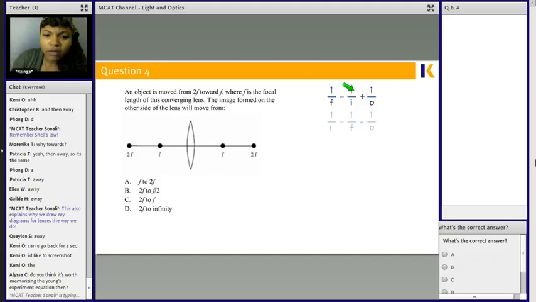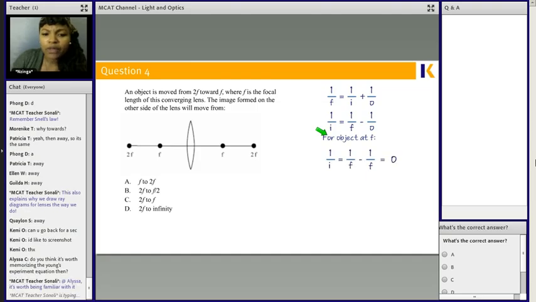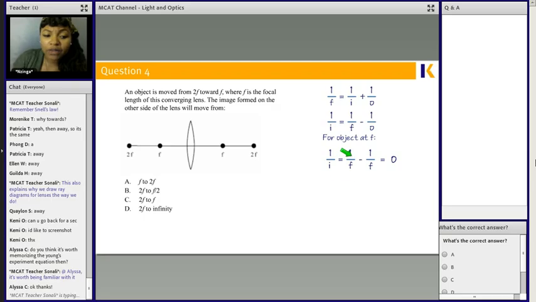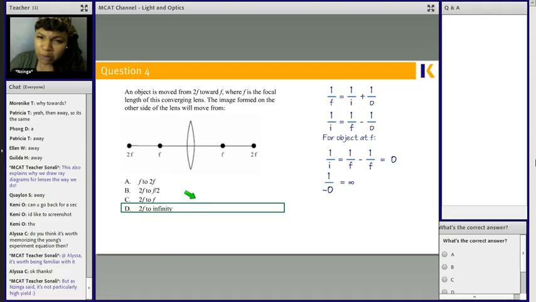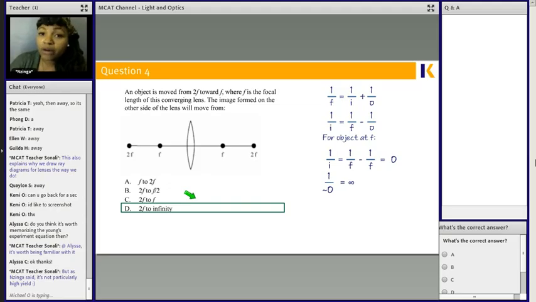So based on this idea, we're figuring out for the object at F what we want to happen to it. We know that 1 over F minus 1 over F is going to be equal to 0. And because we're solving for I, the image is going to be at infinity. So it's going to be from 2F to infinity. Okay, but don't worry too much about this question, because you won't see questions like this a lot on test day. Primarily what you're going to see is questions like we saw previously on the mirrors and on the lenses. So that's what you really want to focus on.